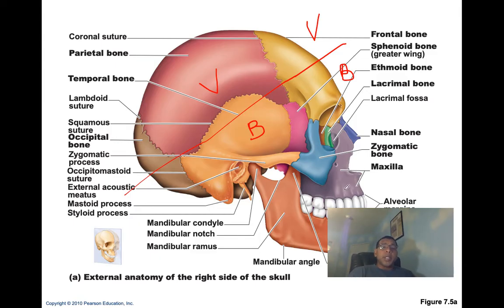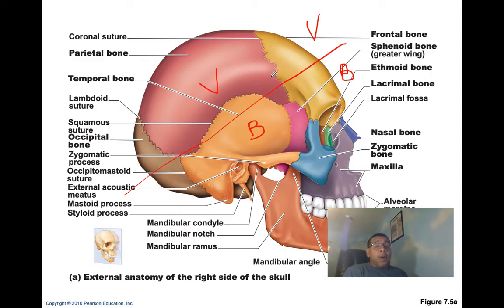Here between these cranial bones, we can appreciate sutures. Sutures are saw-toothed, or serrated-looking, interlocking joints formed between the bones of the adult skull.